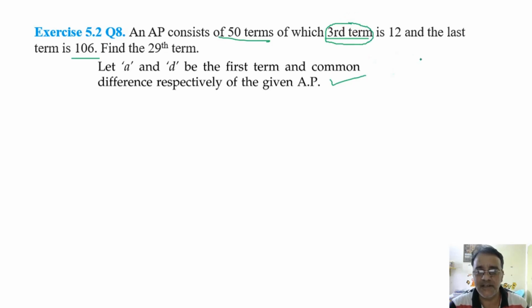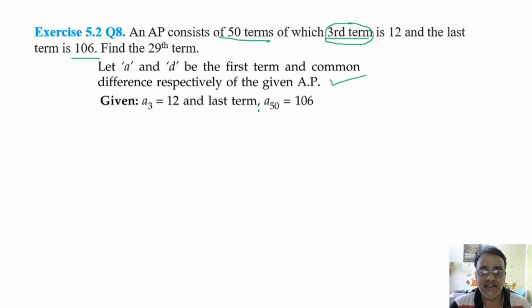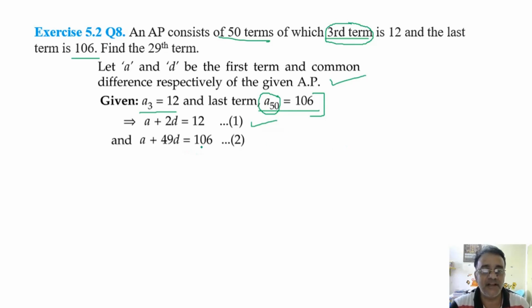The third term is given 12, and the last term, that is the 50th term, is given 106. How will you write A3? A plus 2D. How will you write A50? A plus 49D. We start with A3 is equal to 12, that is A plus 2D is equal to 12. Let it be equation number 1. And the next one is A50 is equal to 106, that is A plus 49D is equal to 106. Let it be equation number 2.